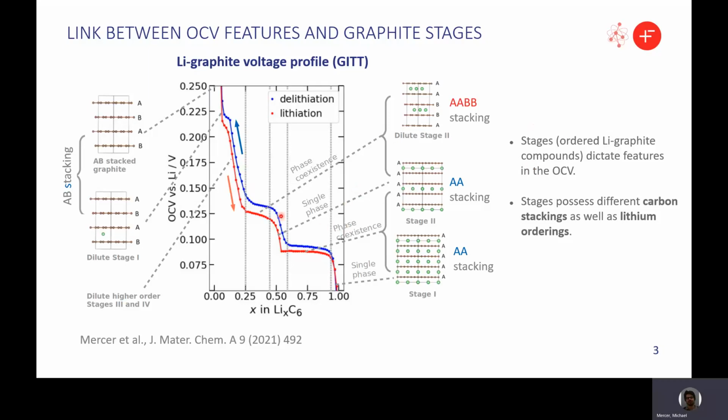So the thought occurs: could it be that the difference in the open circuit voltage is due to a different pathway in the staging, and if so, why and how?